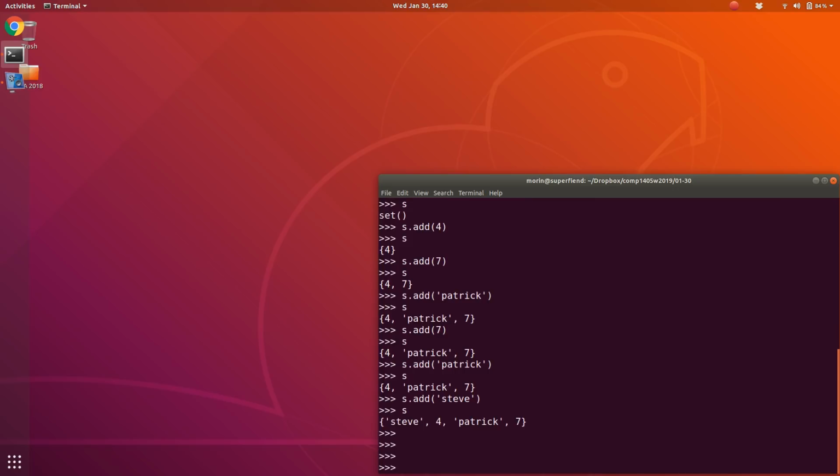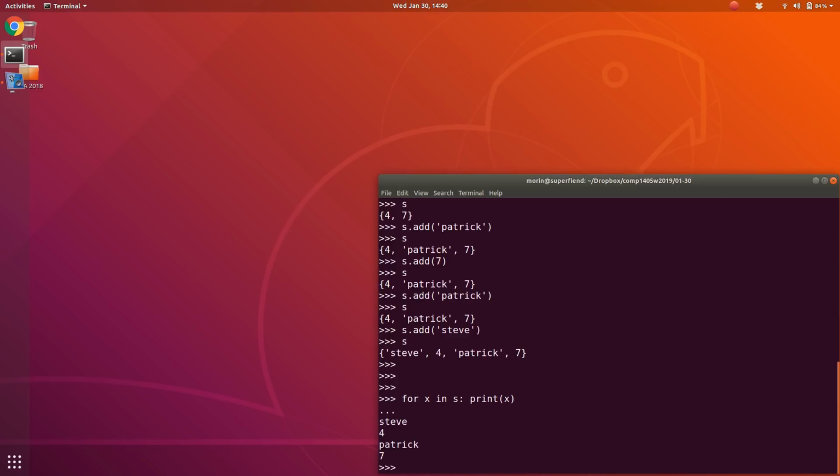Okay, so you can add things, you can remove things, you can iterate over the elements of a set. So just like you can iterate over the elements of a list, you can say for x in S, maybe something like print x, and x will take on each of the values in the set, 4, Patrick, and 7, and it'll execute that block of code that I provided, which is just this print statement that says to print whatever x is. Okay.